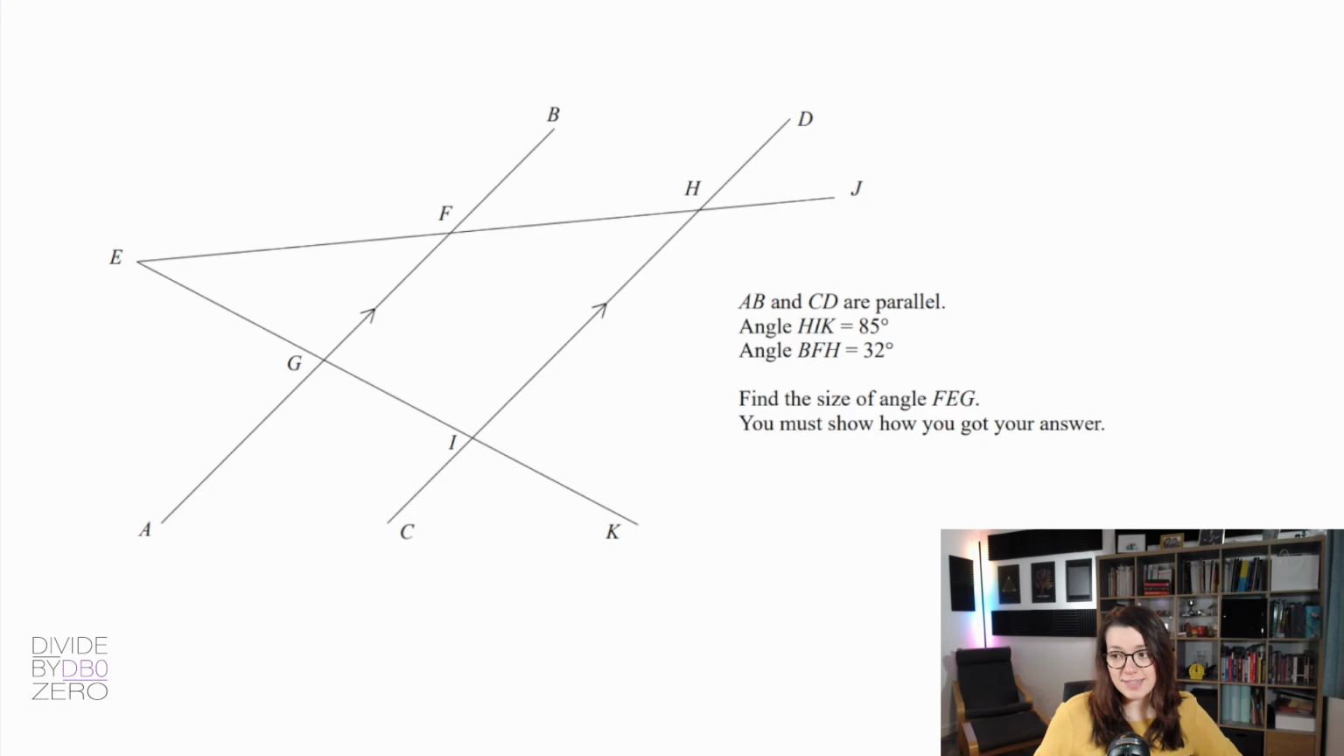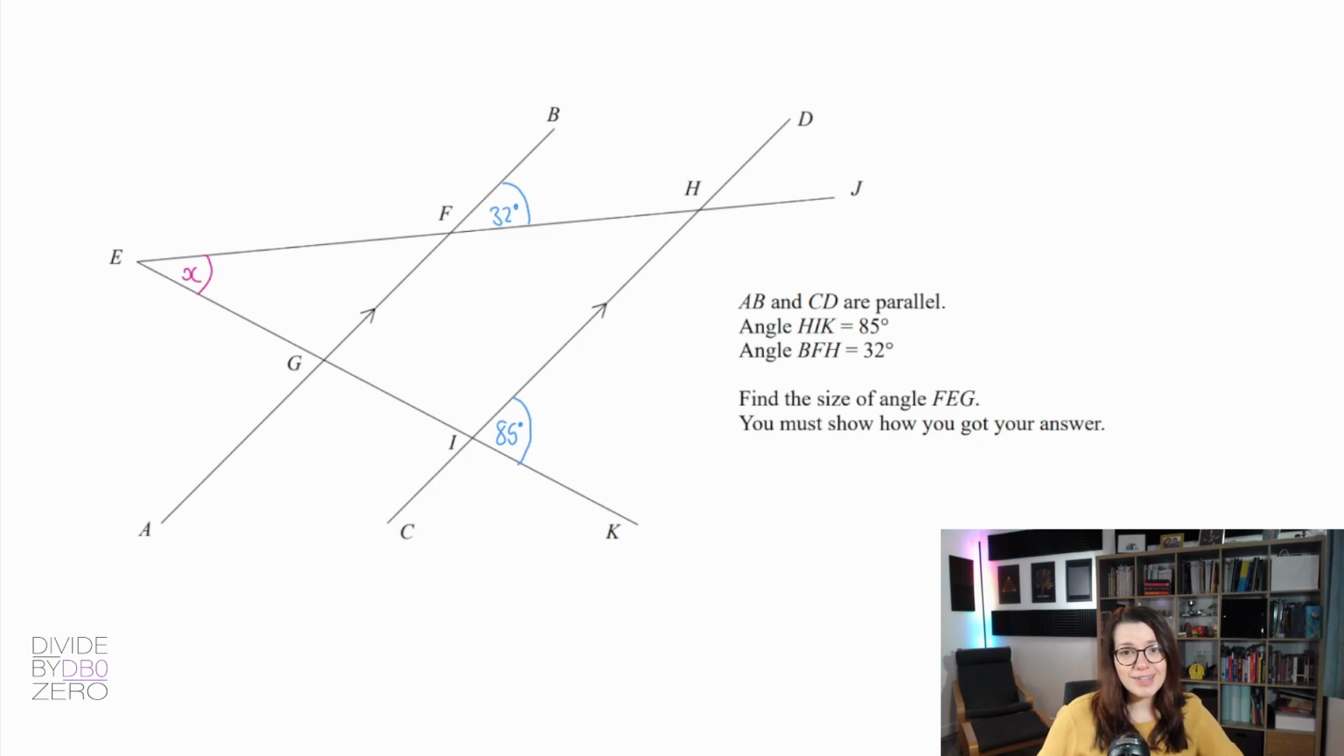So AB and CD are parallel. Angle HIK is 85 degrees, so that will be this one being 85 degrees. Angle BFH is 32, this one up here. They want us to find the size of angle FEG. So I'm just going to label that one here as X. That's what we want to find.